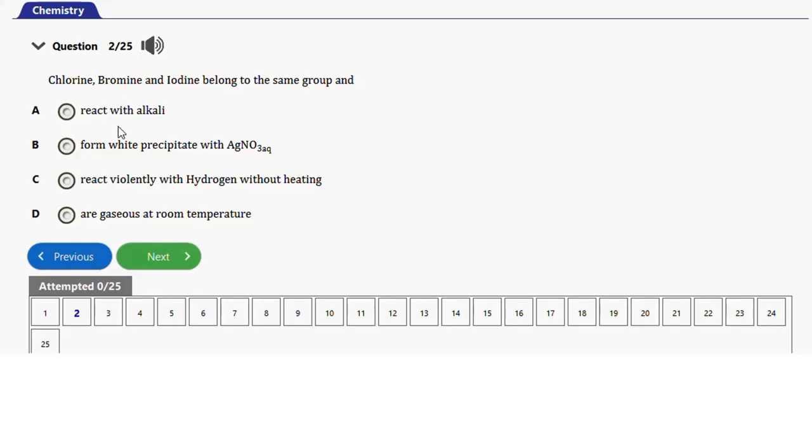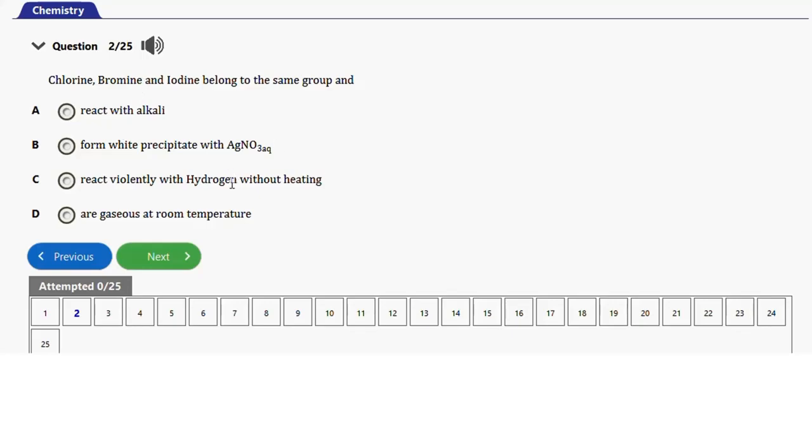Basically, when they react with alkali, they usually form salt. For instance, if sodium, which is an alkali in group 1, reacts with chlorine, you're going to have sodium chloride, your common salt. If potassium, which is also in group 1, reacts with chlorine, you're going to have potassium chloride, which is also your common salt.